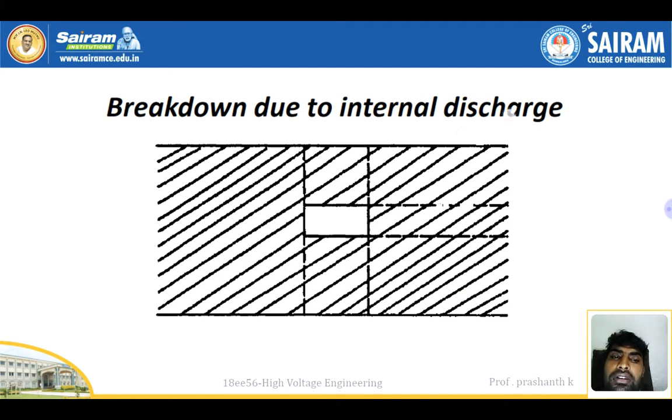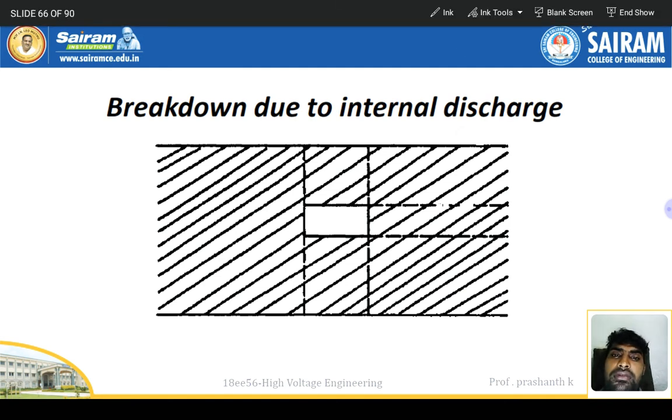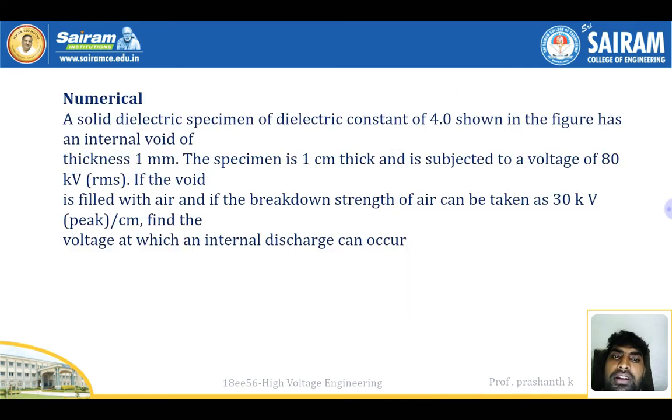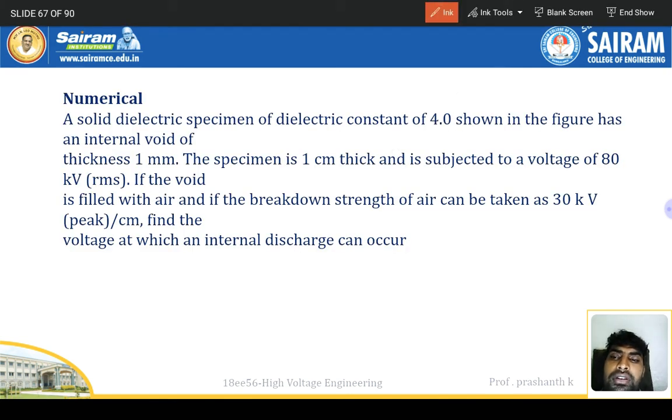So breakdown due to internal discharge is this one. This is a diagram, and in numericals we will solve one problem. A solid dielectric specimen, dielectric constant 4.0, as shown in the figure, has an internal void of thickness 1 millimeter. The specimen is 1 centimeter thick and is subjected to a voltage of 80 kilovolts RMS. If the void is filled with air and the breakdown strength of air can be taken as 30 kilovolts peak per centimeter, find the voltage at which an internal discharge can occur.